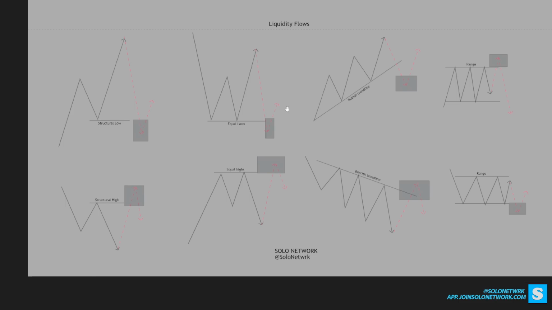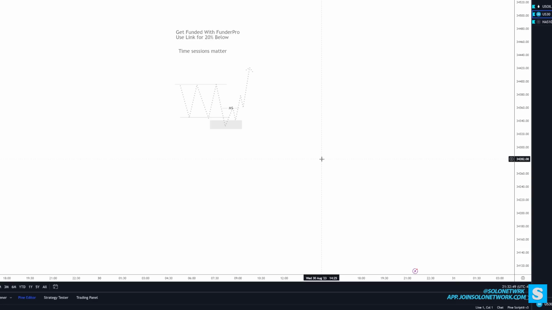Once it breaks through that, you can either enter on a displacement, or you can wait for some other strategy that you're used to, and then take the trade from there. So we're going to dive into the market. I want to show you how this looks in a live market so you can understand completely what to look for. All right, so here you see what a typical liquidity phase setup looks like.